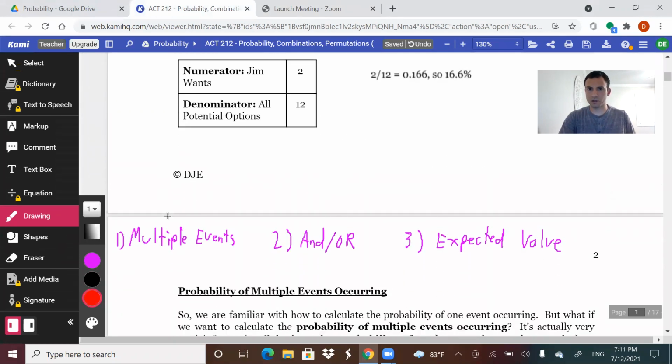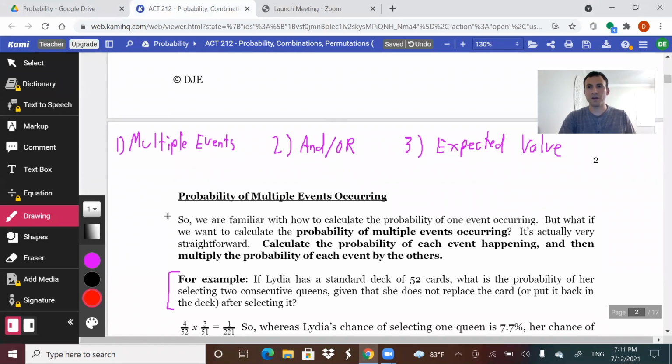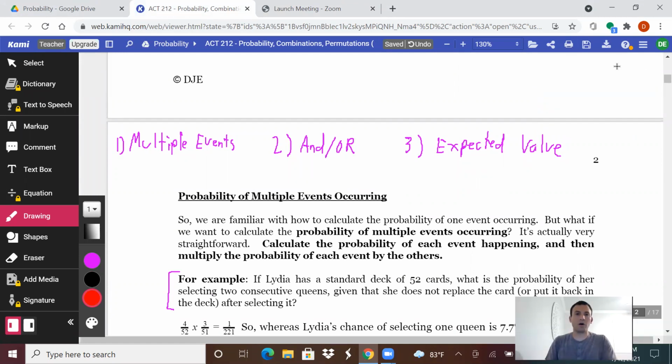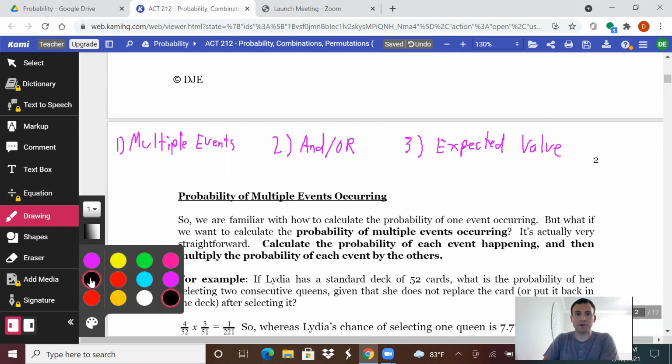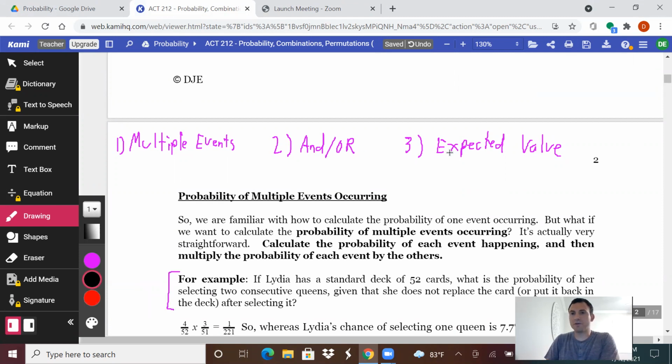Probability is something we're probably all familiar with. I'll quickly go over that basic concept, but then I want to touch on these three forms of probability: multiple events, and/or situations, and expected value. You may be familiar with none of them. You may be familiar with all three. All of them do come up on the test.